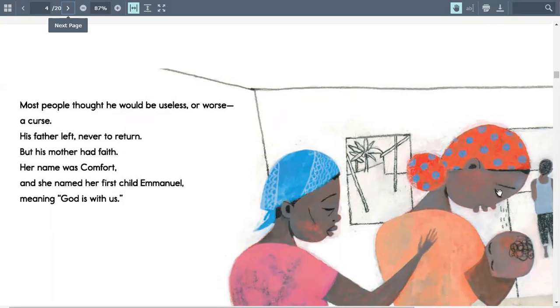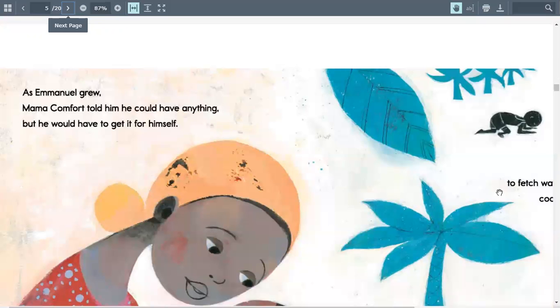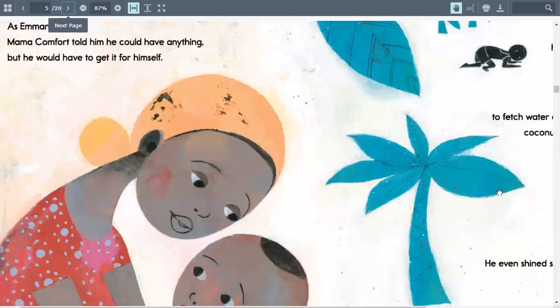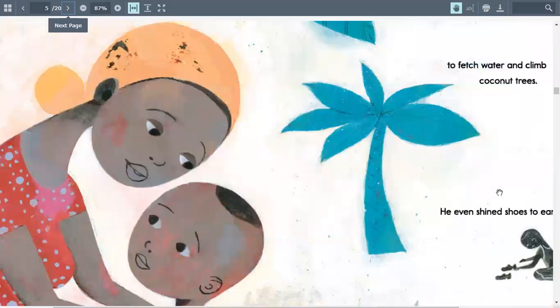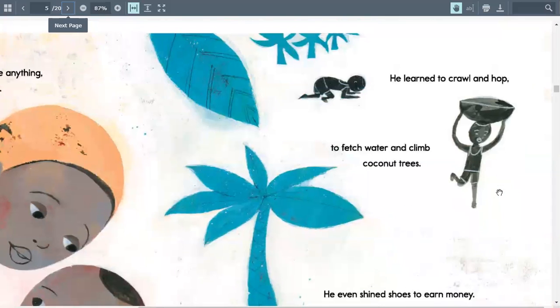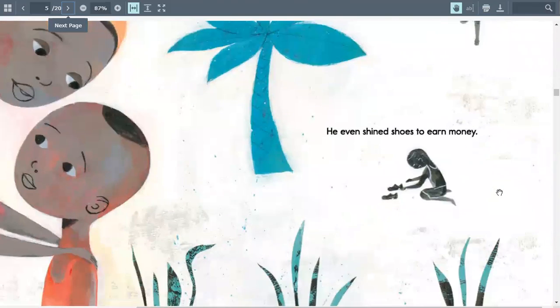Most people thought he would be useless or worth a curse. His father left, never to return, but his mother had faith. Her name was Comfort, and she named her first child Emmanuel, meaning God is with us. As Emmanuel grew, Mama Comfort told him he could have anything, but he would have to get it for himself. He learned how to crawl and hop, to fetch water and climb coconut trees. He even shined shoes to earn money.